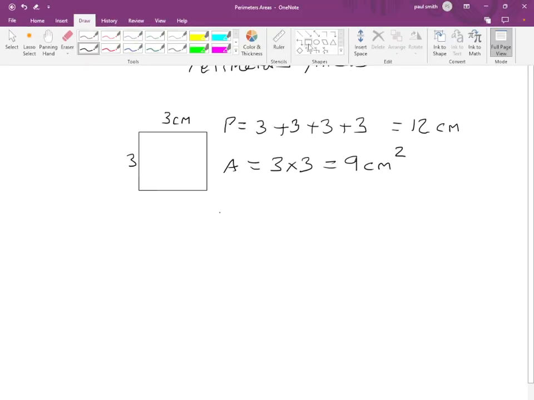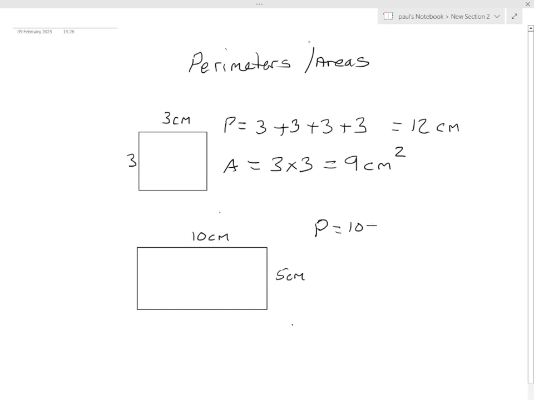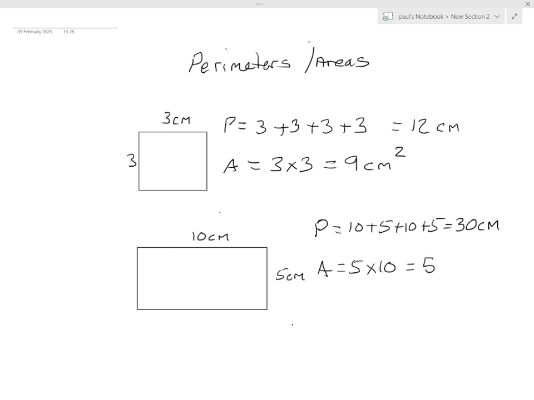So this will apply pretty much to a rectangle. So if this is 10 and this is 5, if we're working out the perimeter, opposite sides are exactly the same as each other. So the perimeter will equal 10 plus 5 plus 10 plus 5 equals 30 centimeters. Now, if we're going to work out the area, it's going to be 5 times 10, or 10 times 5, it makes no difference. 50 centimeters squared.